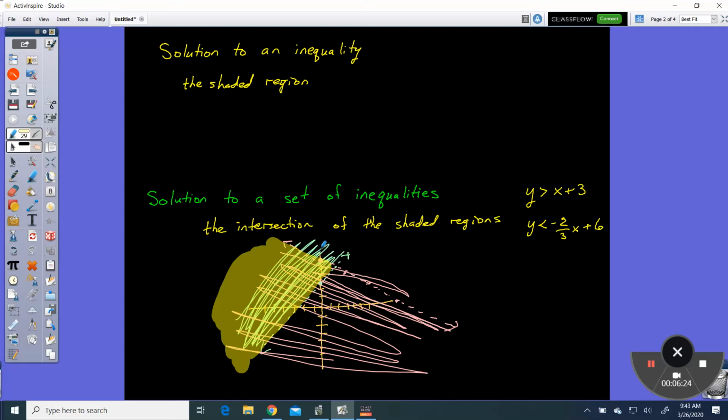Here it works for the top one. Here it doesn't work for either of them. Here it works for the bottom one. So when it says draw a solution to a set of inequalities, this is the solution where you draw and say, this is where they intersect, this works.